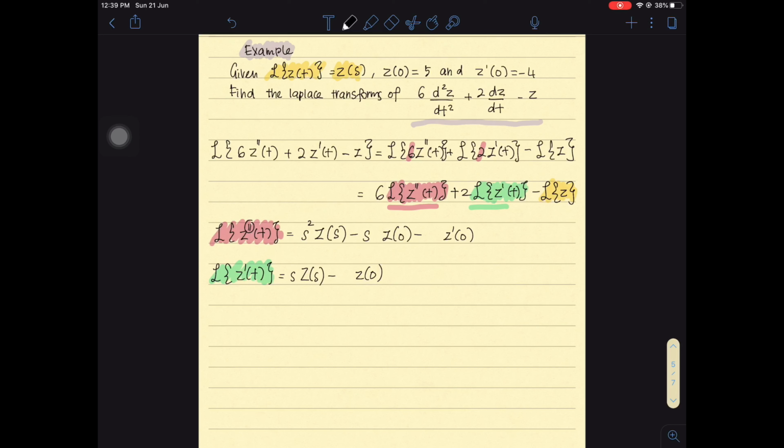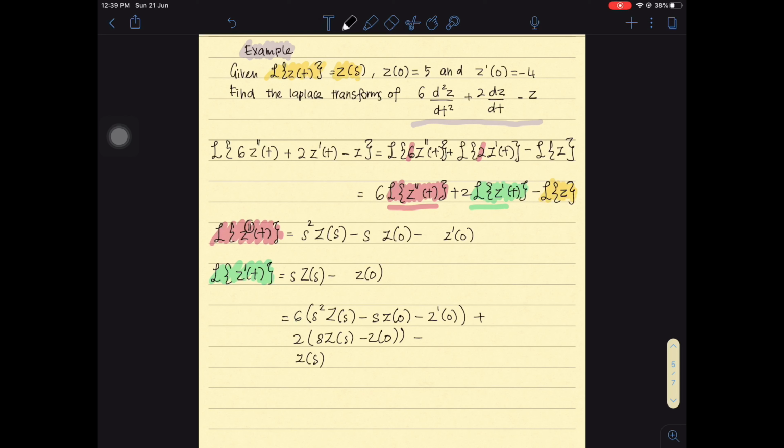So we have 6 times s² Z(s). Z must be capital. Don't forget Z is a Laplace transformation, therefore it must be capital Z(s), minus s z(0) minus z'(0), plus 2 times your Laplace transformation of z', so you have s Z(s) minus z(0), minus the Laplace transformation of z, which is equal to Z(s) here.